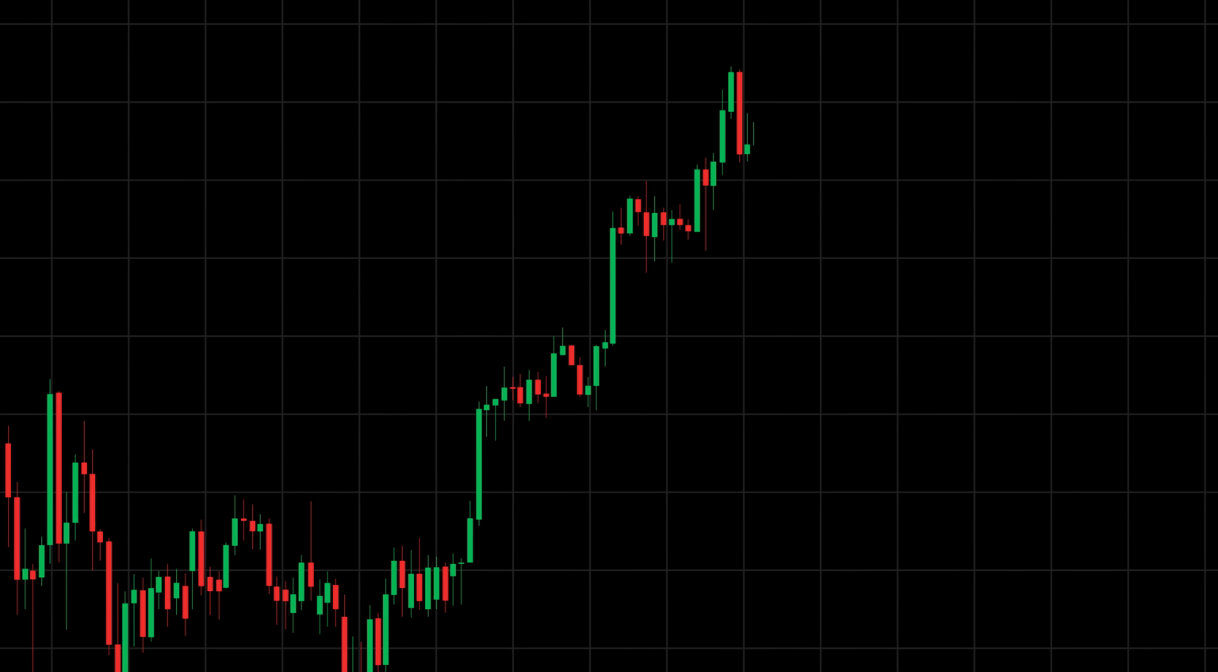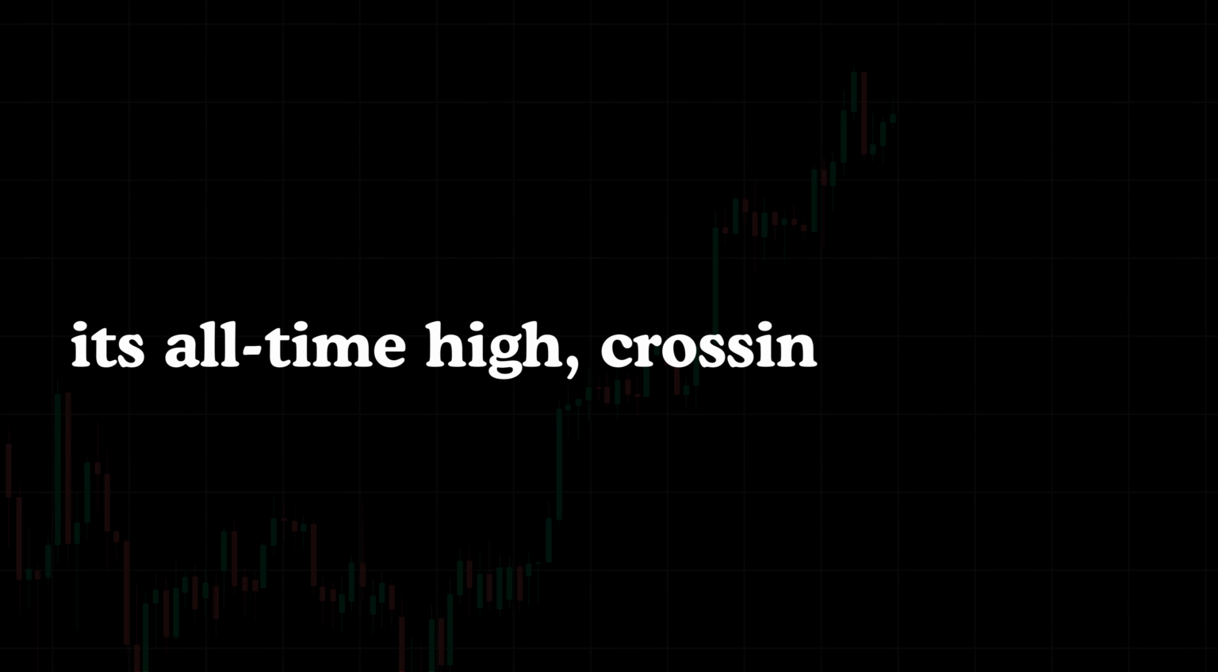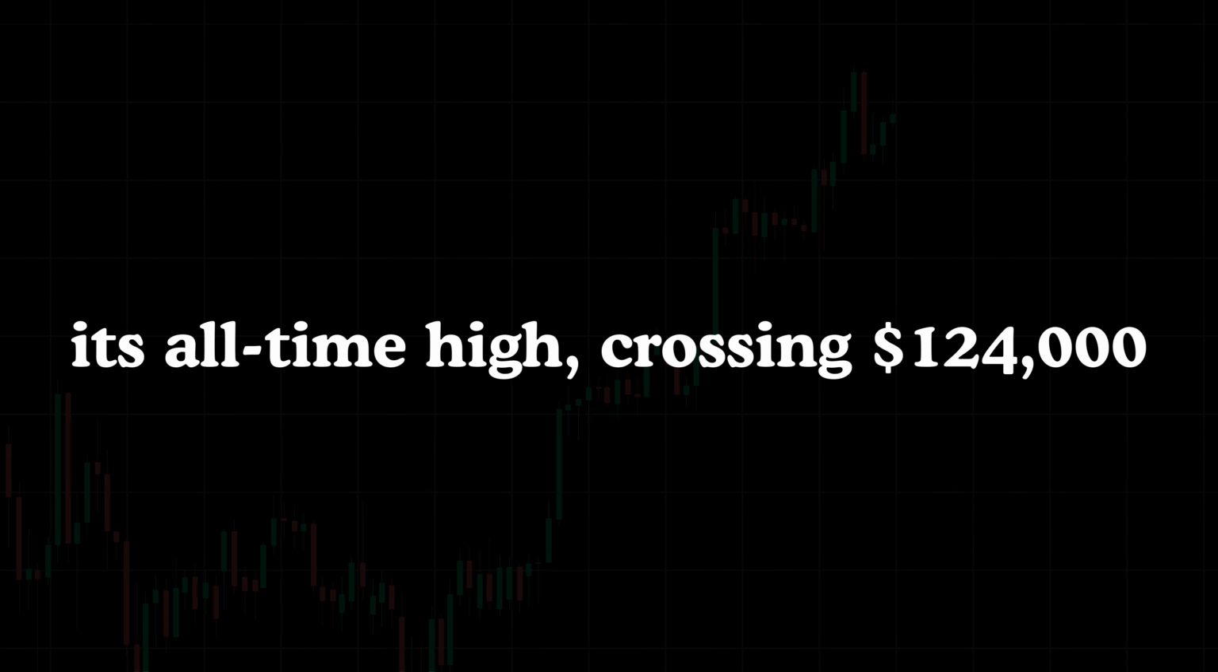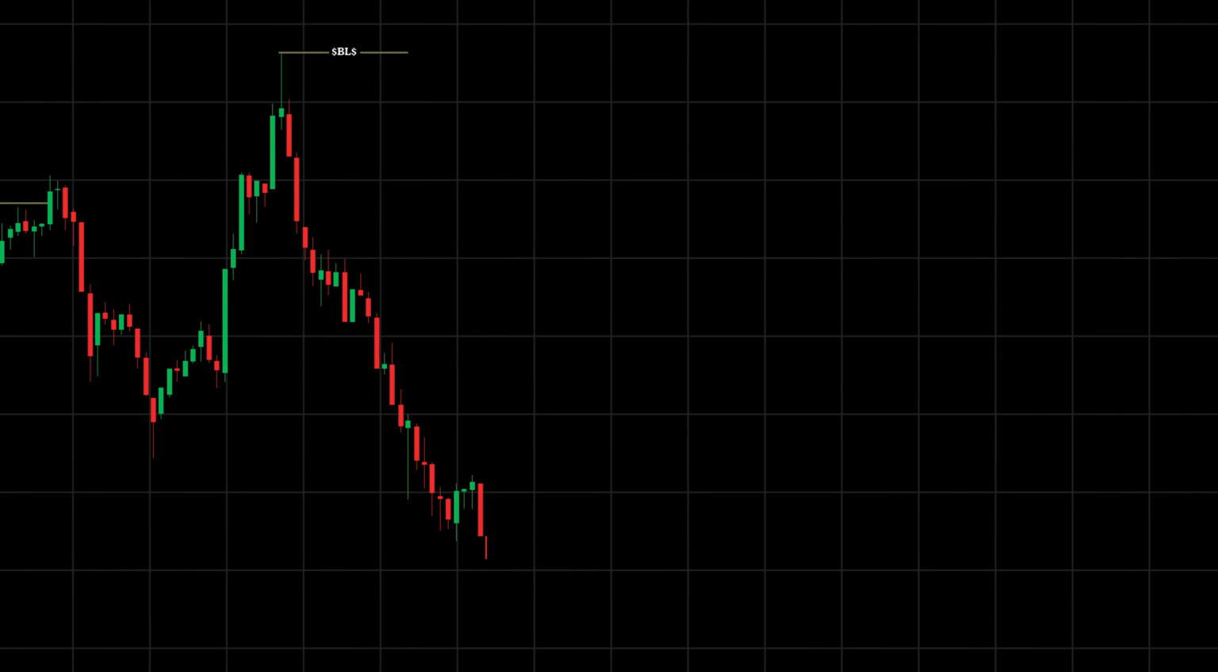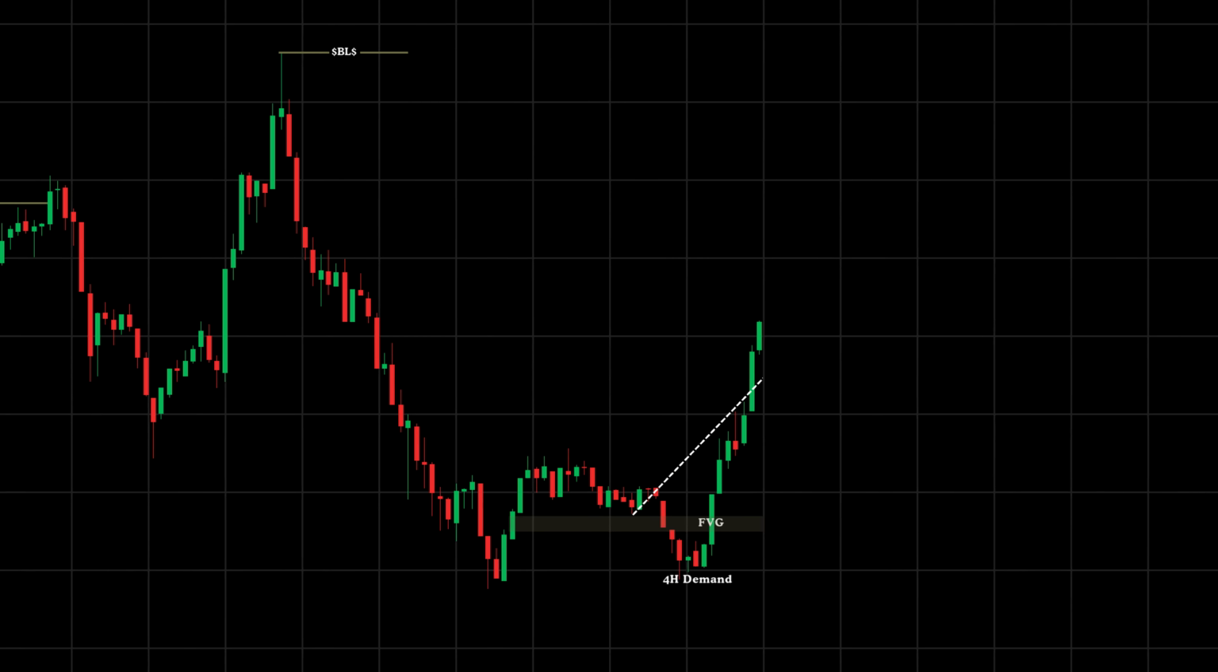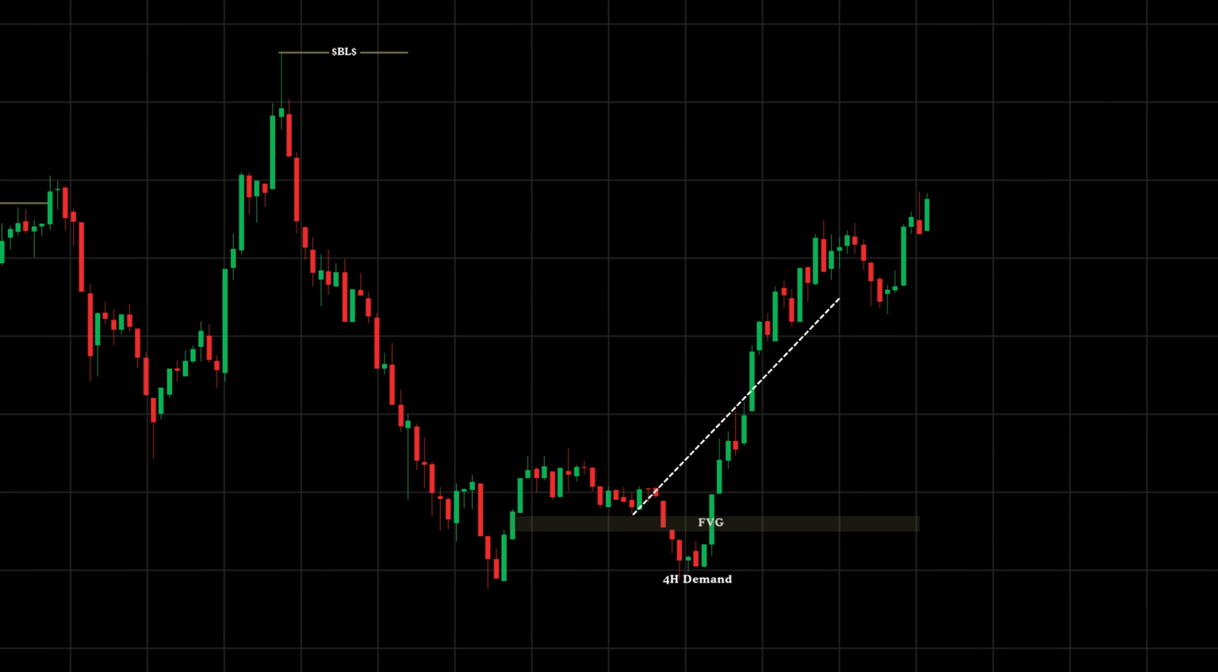The crypto market is heating up fast. Bitcoin has broken past its all-time high, crossing $124,000, but its dominance is slipping day by day, pointing to the early signs of altcoin season. And that brings massive opportunities ahead.